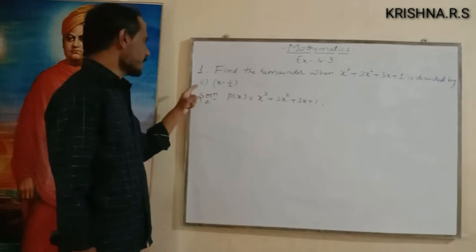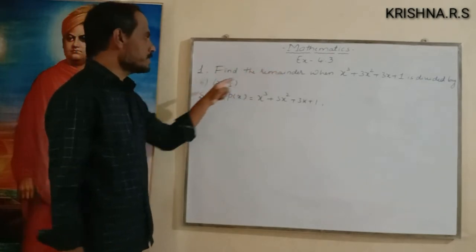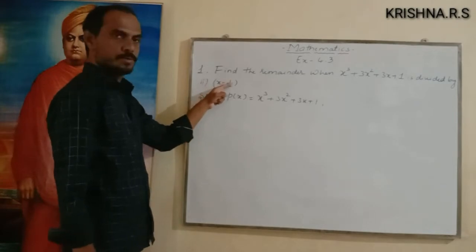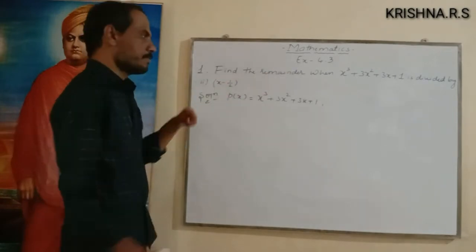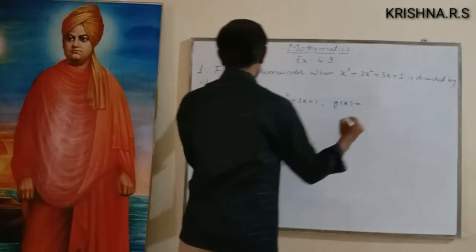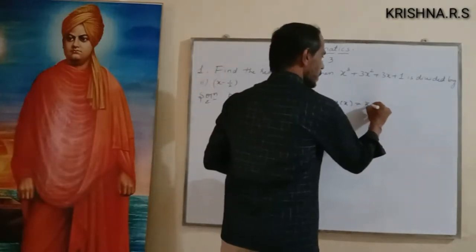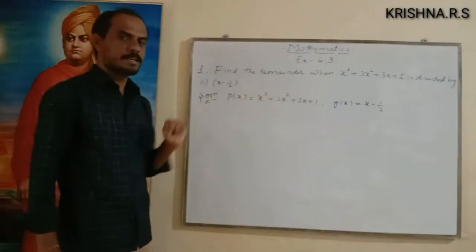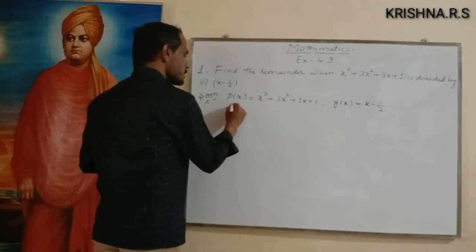See, students, the second question, the same as the first but second question. What is g of x? It is x minus 1 by 2. P of x is divided by g of x. Now g of x is equal to x minus 1 by 2. Same step. What is the step?